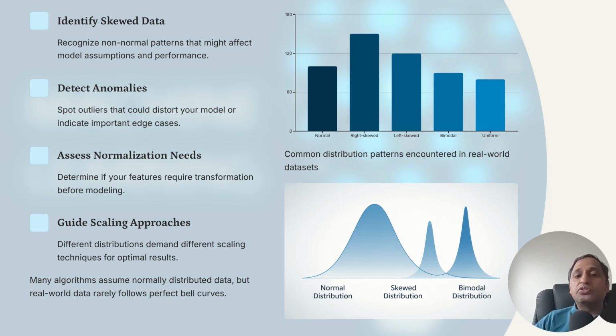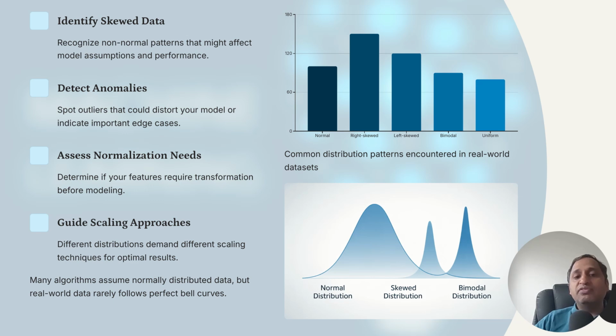Finally, distribution helps us to guide scaling decisions. Not all scaling techniques work the same across all distributions. For example, min-max scaling works for a well-bounded uniform distribution. A standard scaler assumes a bell curve. So it's important to understand the underlying distribution before picking a pre-processing technique for our data.